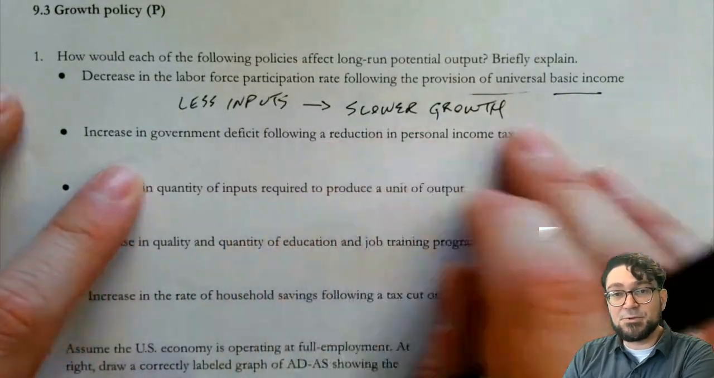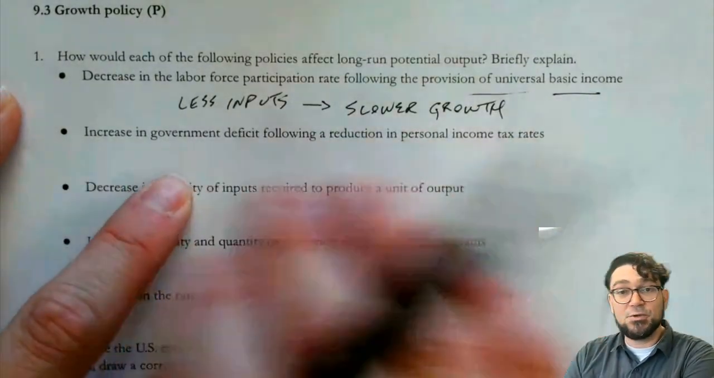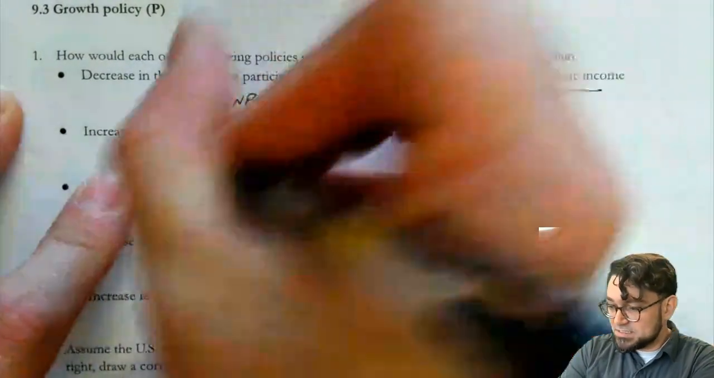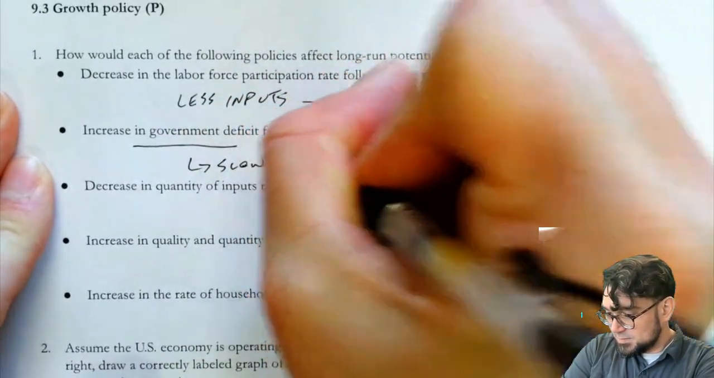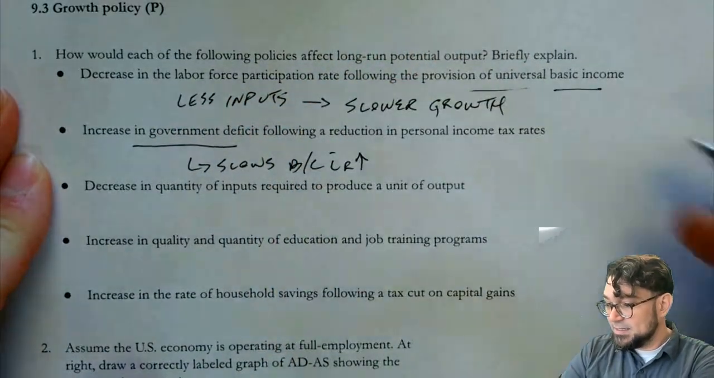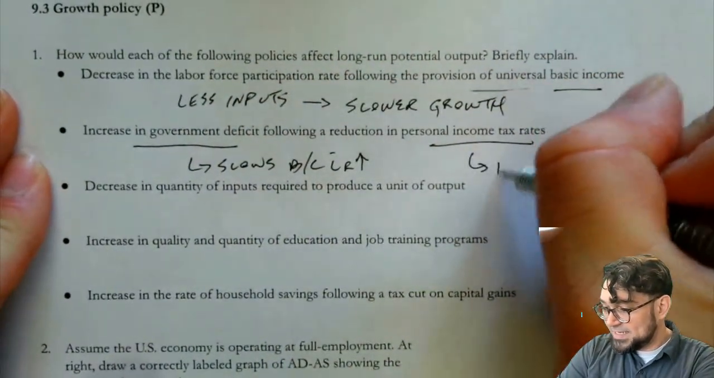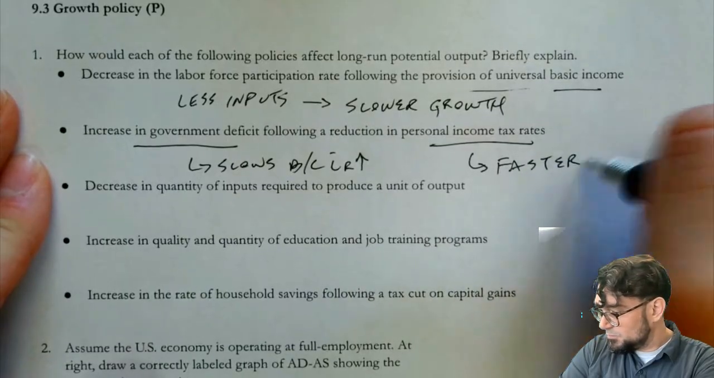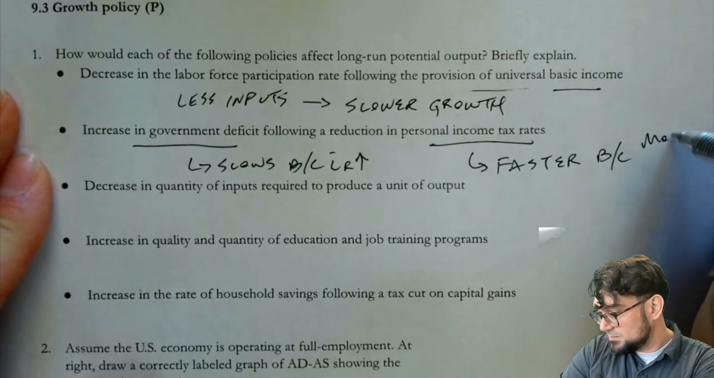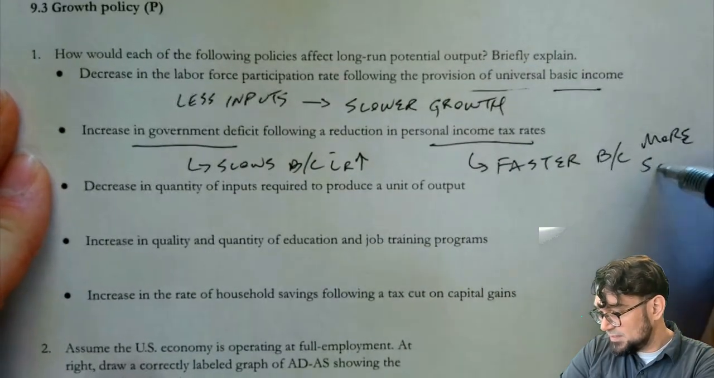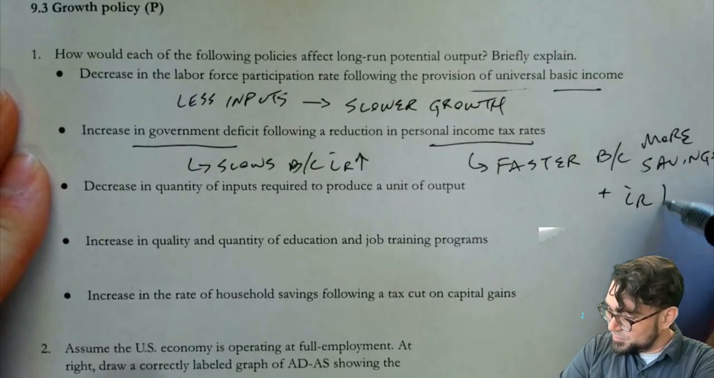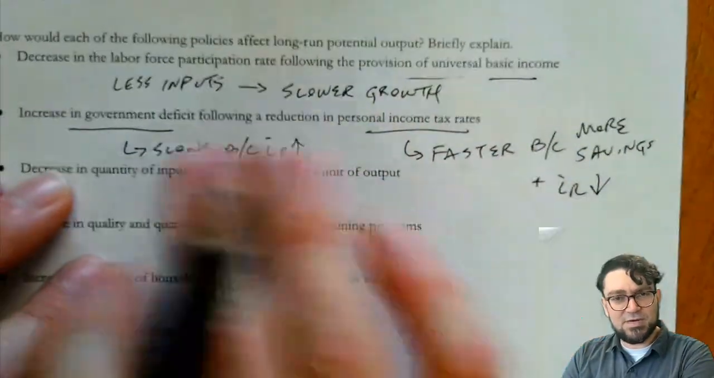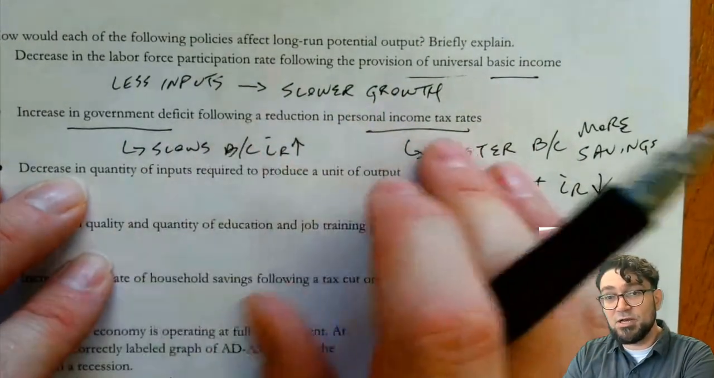Increasing government deficit following a reduction in personal income tax rates. You can go either way with this one, right? Maybe this slows because interest rate went up. Maybe this faster because more savings, and interest rate would go down. It's an open question on that one, right? Would that one actually slow economic growth rate or speed it up?